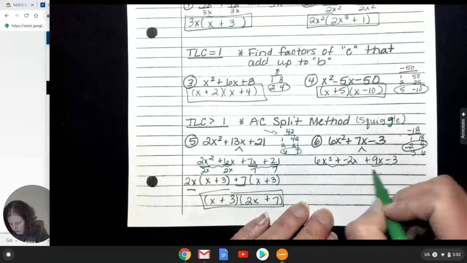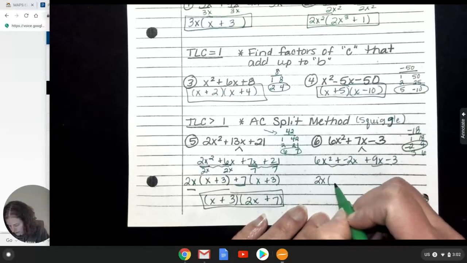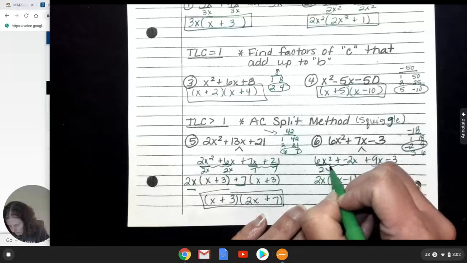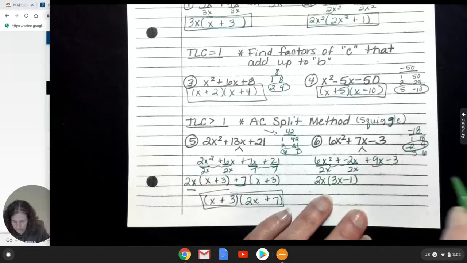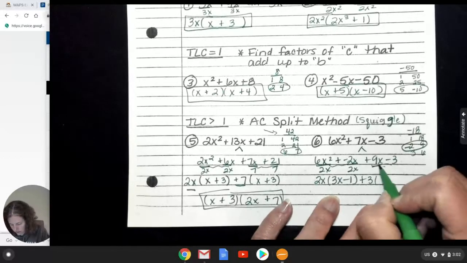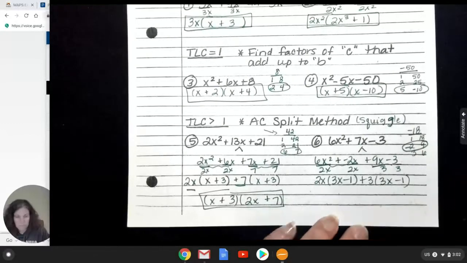Now, squiggle. What's the GCF between these two? Looks like I'd have 2x, so I'd have 3x minus 1. I'm going to divide both those by 2x. The GCF between 9x and 3 is a 3. They both don't have x on this side, so we'd have 3x minus 1.